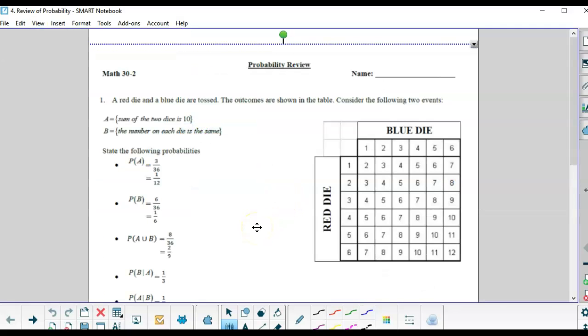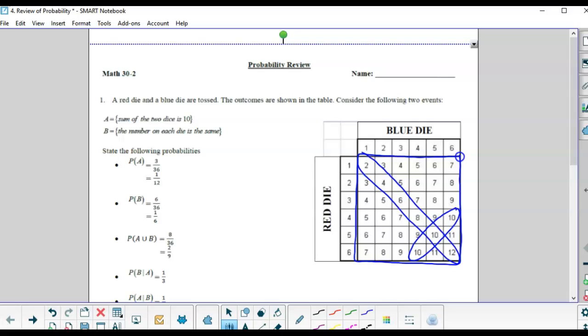Okay, so basically you have to just set up an experiment with the results already given, and then we're going to do some verifying. This is rolling a red die and a blue die, and the outcomes are given there in this table of the total of their sides when they're rolled. Event A is the sum of the two dice is 10, so that would be these three results, and event B is the number on each die is the same. So when you roll two 1s, you get a 2, two 2s, you get a 4. So that would be these.